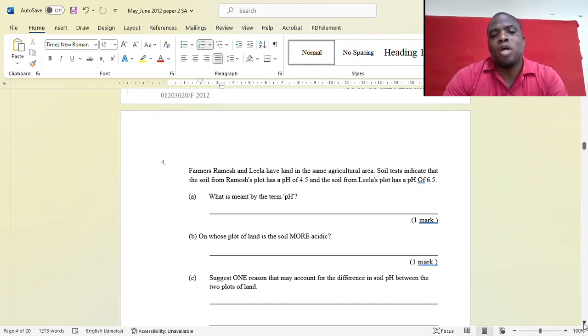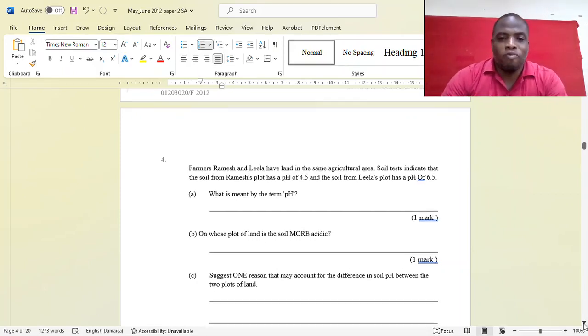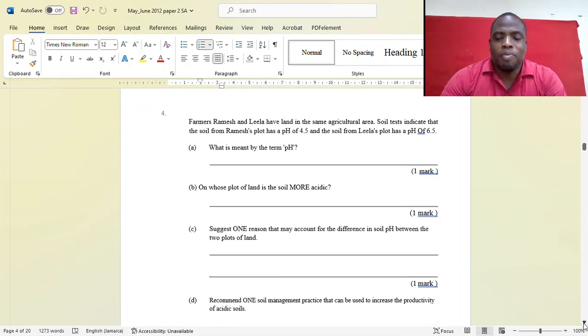But it says, what is meant by the term pH? It is the percentage of hydrogen ions, because the hydrogen ions are the ones that basically influence how acidic or how alkaline the soil would have been. Whose plot of land is more acidic? And we said Farmer Ramesh, he would have won that contest, right? He has a pH of 4.5. So the lower the pH, the more acidic the soil would have been.